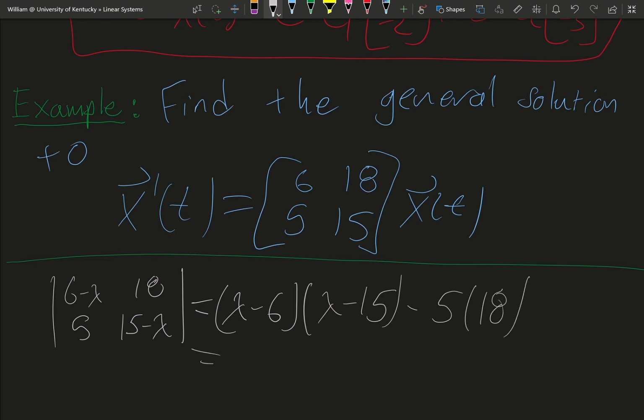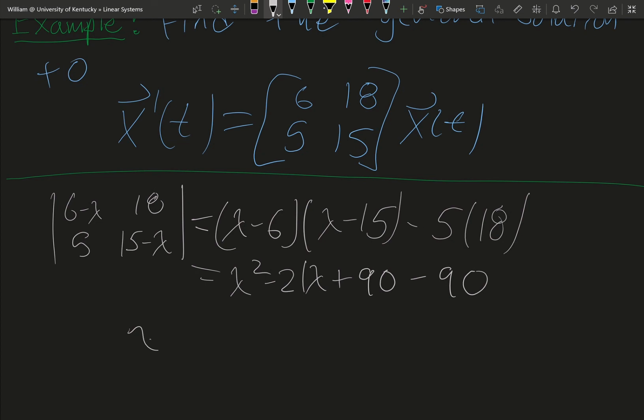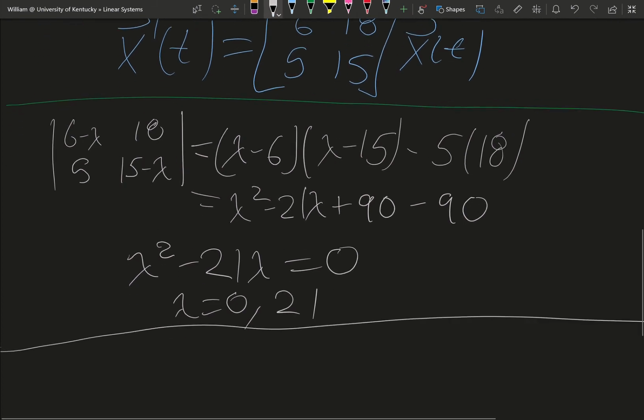Okay, 6 plus 15 gives me 21. And 6 times 15, well, 15 times 2 is 30, times 3 is 90. And then here, 5 times 18, I can pull out a 2, 10 times 9, and I also get 90. And so I get my characteristic polynomial, lambda squared minus 21 lambda, set that equal to 0, and I get lambda equals 0 or 21. All right.